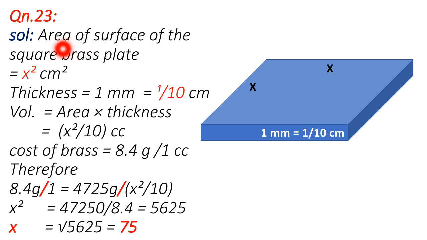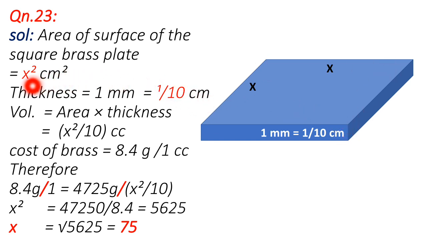Now see the next. Here we have question number 23, because question number 22 you can solve by the same idea as we have solved question number 21. So here question number 23, the solution is explained here. In the question it is given that this is a brass sheet, a brass plate, and it is a square surface, and the thickness is given as 1 mm.